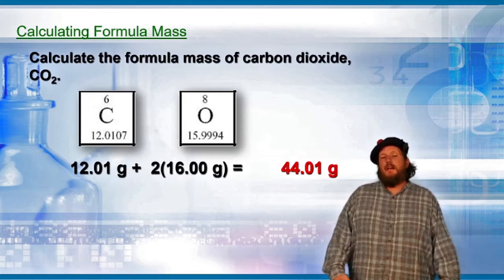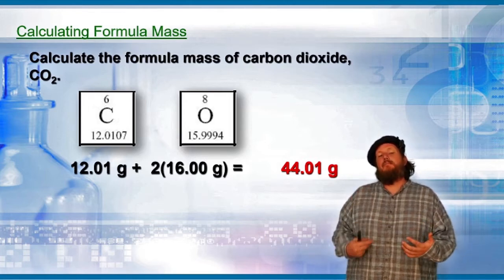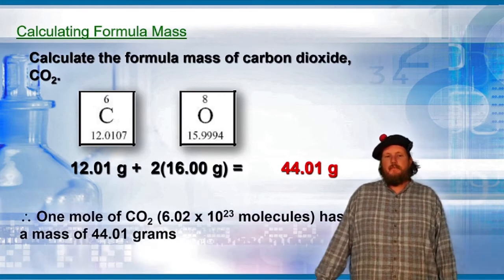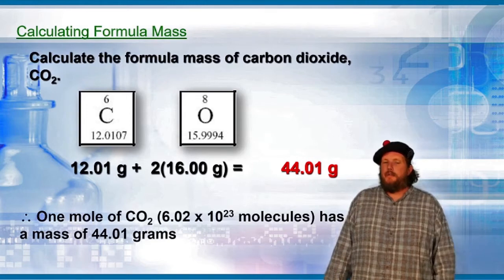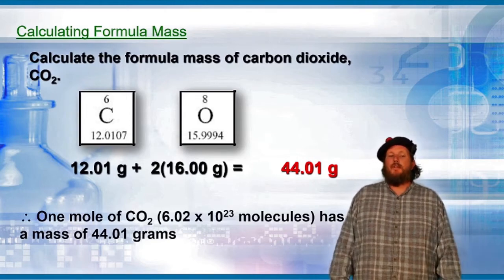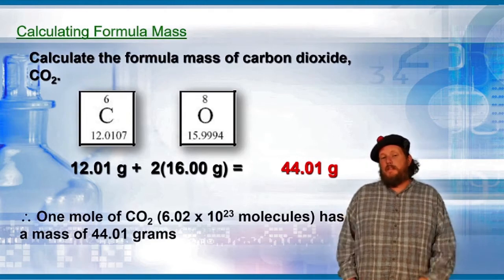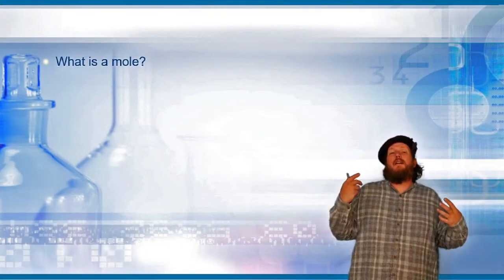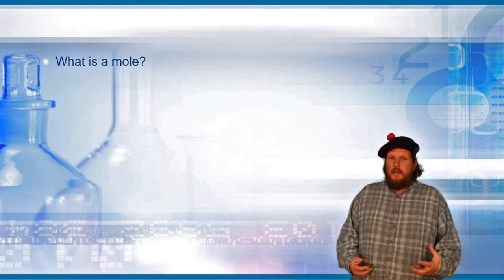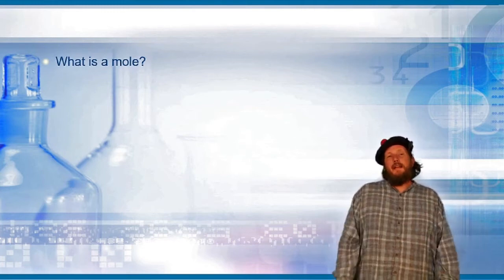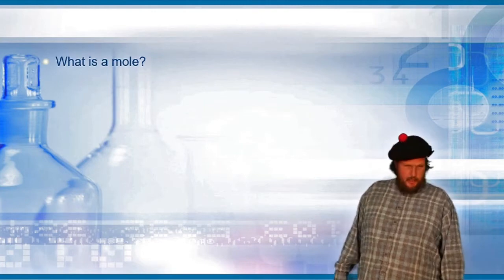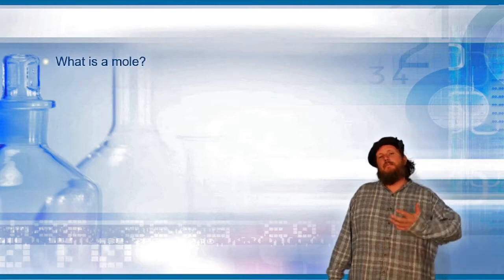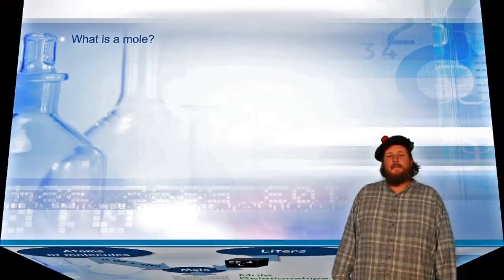This is using the concept of moles. This is grams per mole of carbon dioxide, not just grams. So 1 mole of carbon dioxide, which is 6.02 times 10 to the 23rd molecules, has a mass of 44.01 grams. So what is a mole? A mole is just a concept of a number. It is a way to express, instead of having to say, for every 6.022 times 10 to the 23rd molecules of carbon dioxide, we can just say per mole of carbon dioxide.